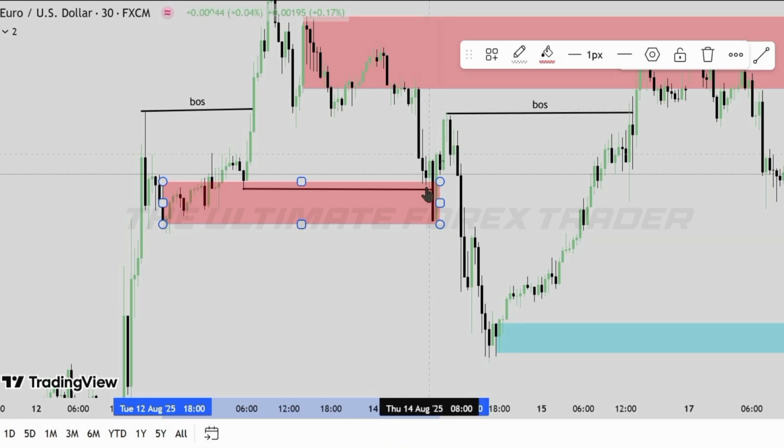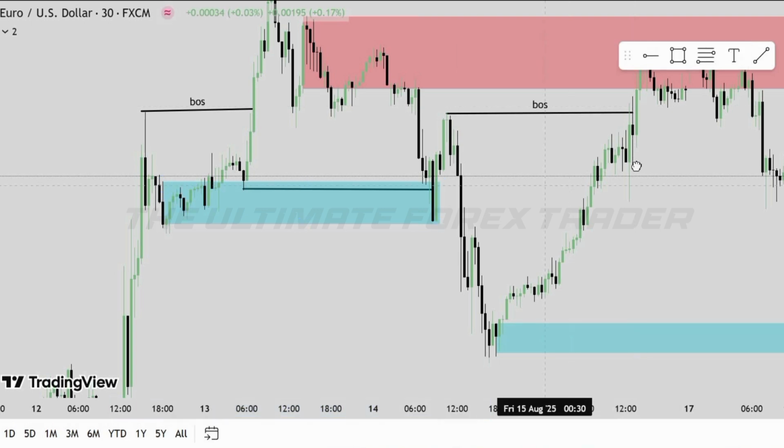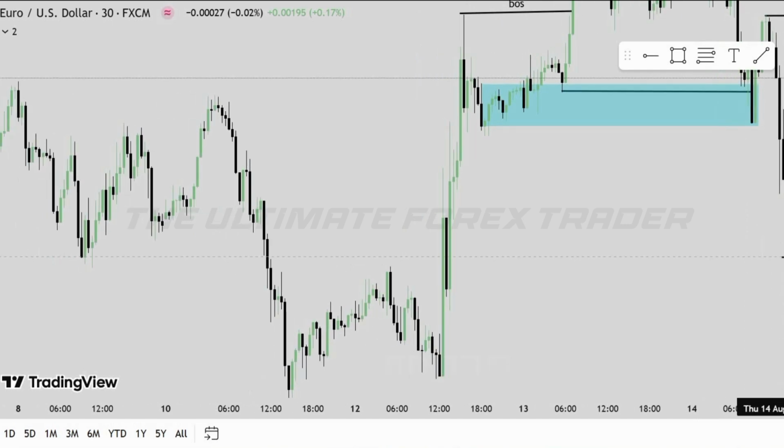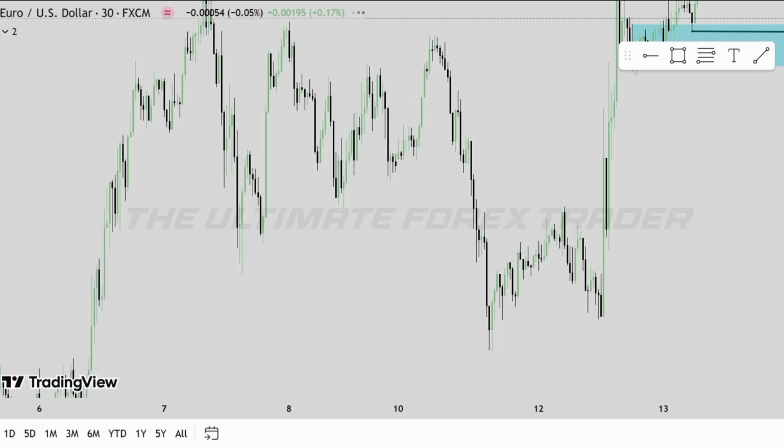Even though price didn't respect it for quite a while, you can see that price did respect the order block, meaning that order blocks will always be respected within the market. They will eventually be respected, and even if they don't hold as much as we intend them to, order blocks still work. It's something that shows that they do work within the market. And as you can see, let's try to look for some more order blocks.